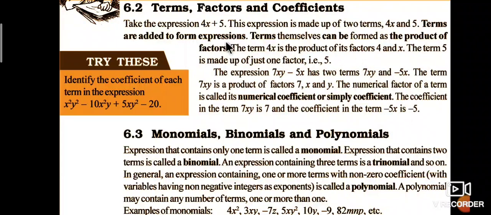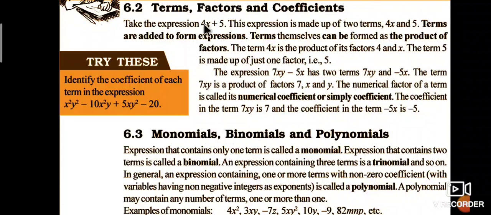Terms are formed by 4x and 5 in the expression. Each one is called a term. The next one is factors. In 7xy, 7, x and y are called the factors of 7xy. Similarly, next is the coefficient: in the expression minus 5x, minus 5 is the coefficient of minus 5x. Next, we shall discuss monomial, binomial, trinomial.